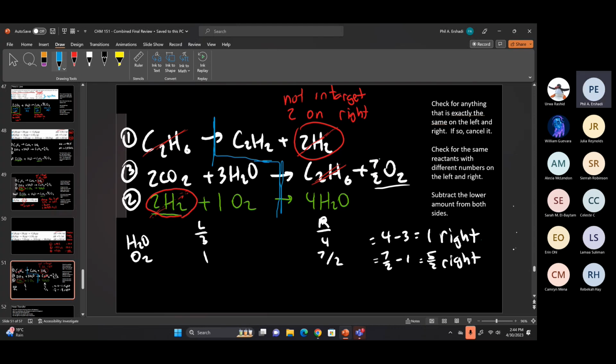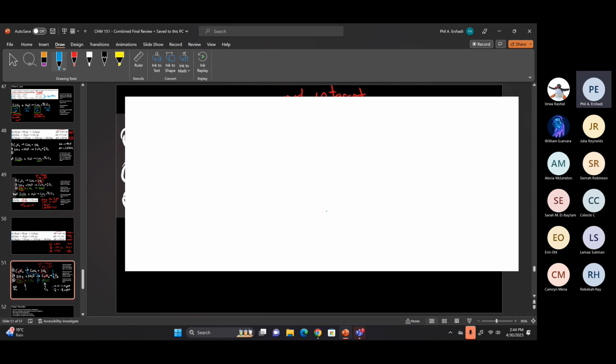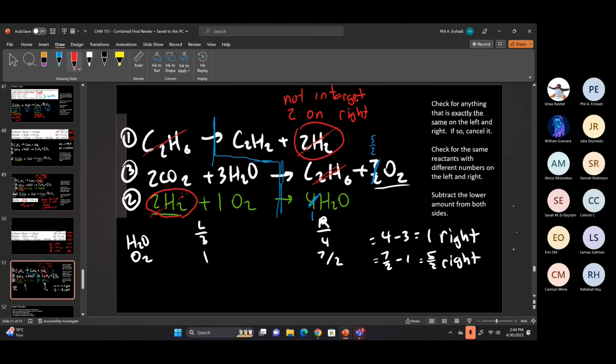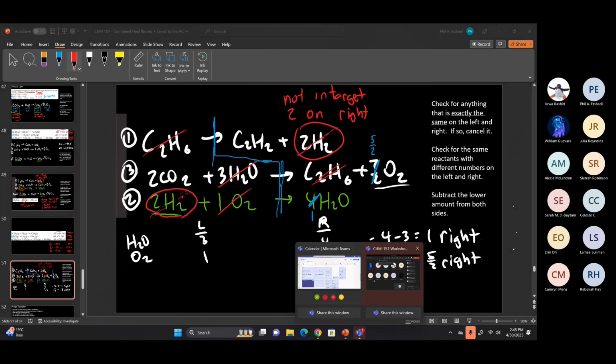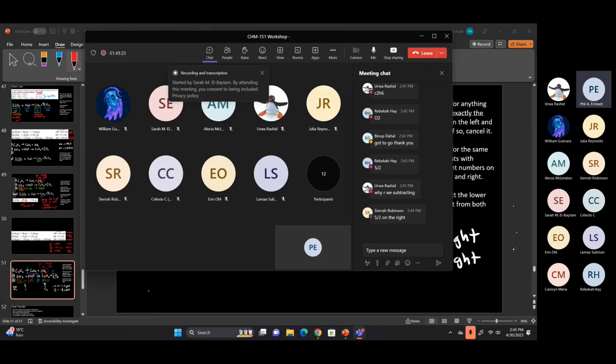So this 7 halves changes to 5 halves. This 4H2O changes to 1H2O. And then the oxygen on the left cancels out. The water on the left cancels out. And now we don't really have that much left on here. Yeah, 5 halves on the right. Exactly. Good.